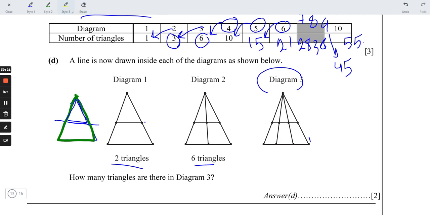So here we have 1, 2, 3, 4, 5, 6, and this one here 4, 5, 6, the whole one is 7, 8, and this is 9. Same you will do, 10, 11. So 11.